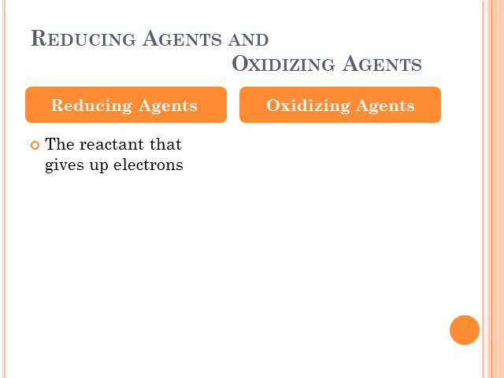So a reducing agent is the reactant that gives up the electrons. So remember, loss of electrons means you're being oxidized. The thing being oxidized is the reducing agent.